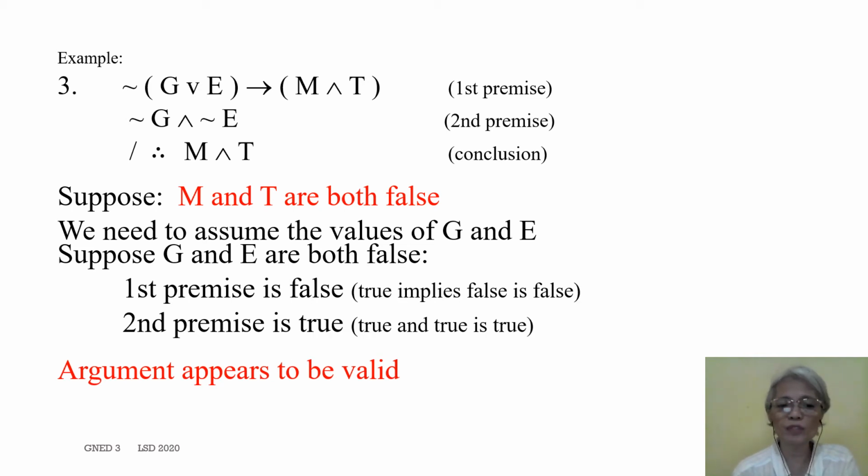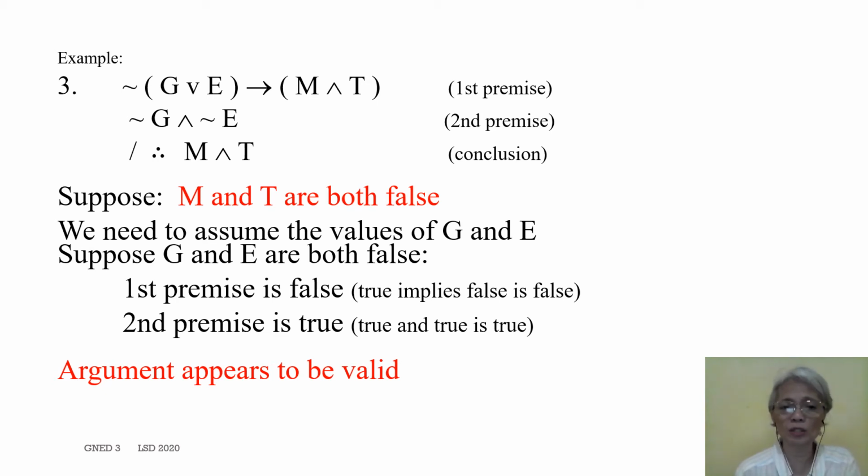What about if G and E are both false? What happens? G and E are both false. Therefore, this disjunction is false, but we want the negation. Therefore, this is true. True implies false is false by the rule of conditional. And therefore, we have a premise which is false. For the sake of discussion, we discuss the truth value of the second premise. G and E are both false, and therefore not G is true and not E is true.